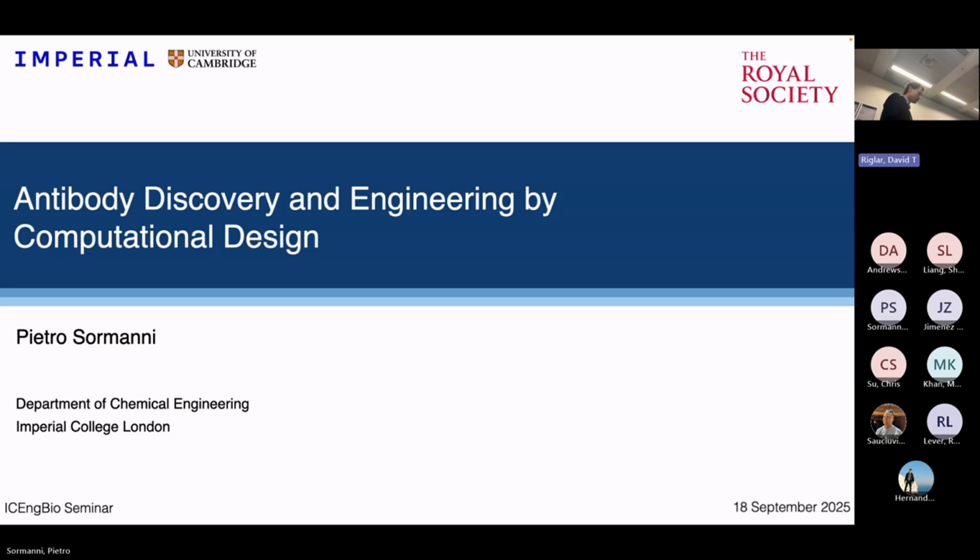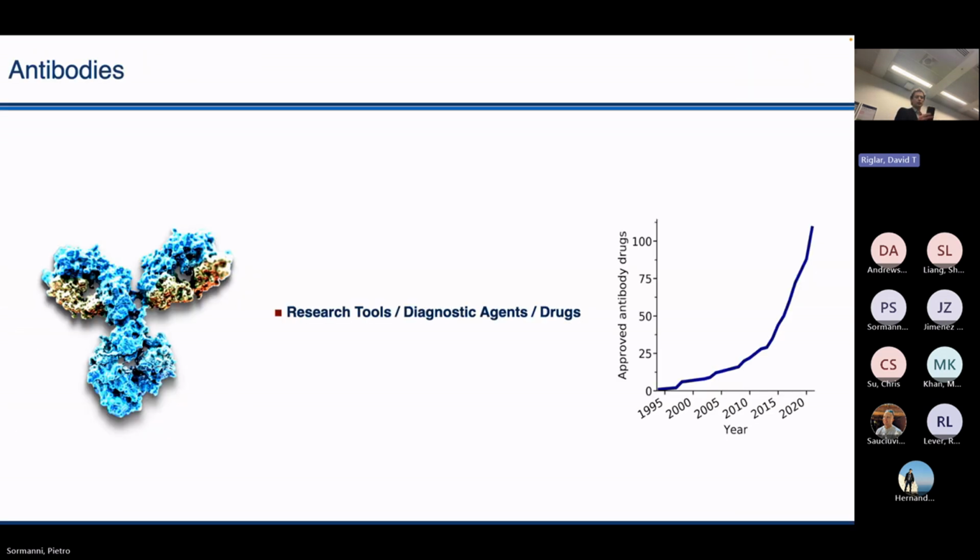So we are interested in antibodies in particular. We do protein design more broadly, but I would say most of our focus is on antibody. And the reason for that is that antibodies are really key tools in research and diagnostics, and they are sort of blockbuster drugs. This is a rather outdated plot, it stops in 2020, of the number of approved drugs. I think now we are almost doubling this, so the trend has been continuously looking exponential.